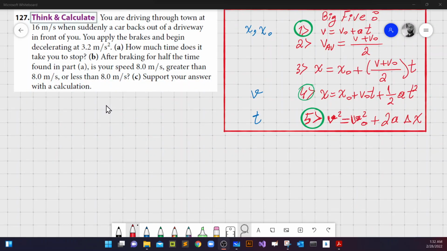Okay, you are driving through a town at 60 meters per second.